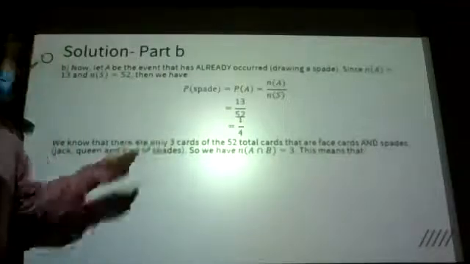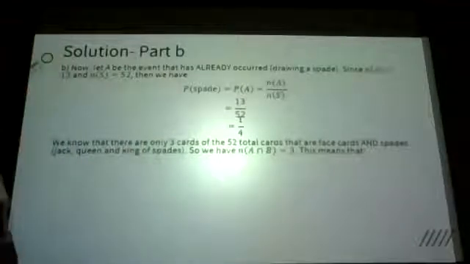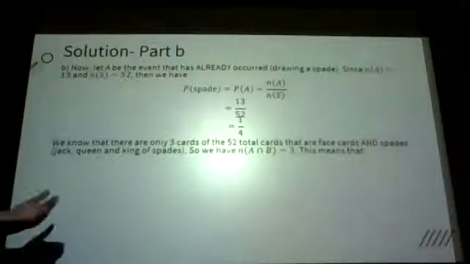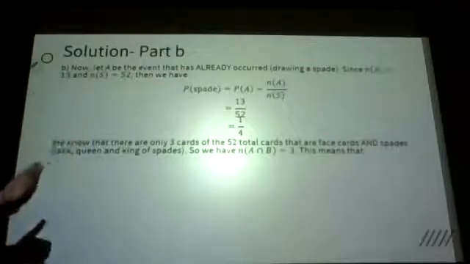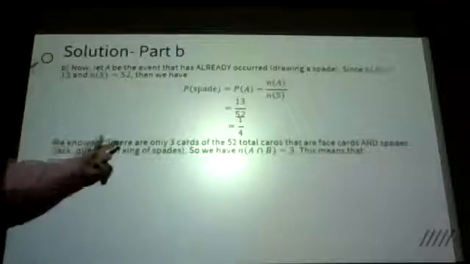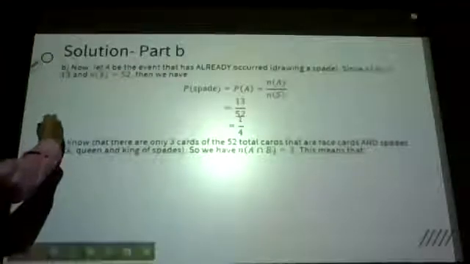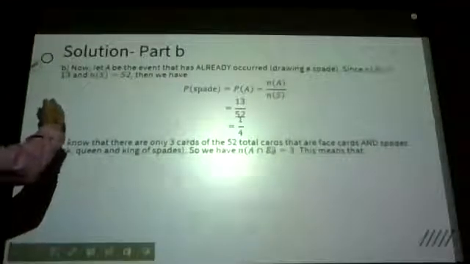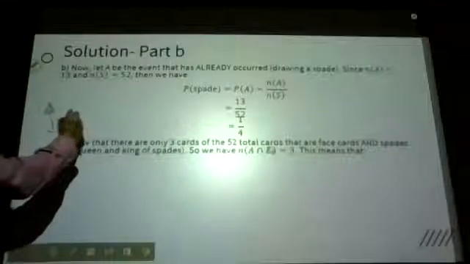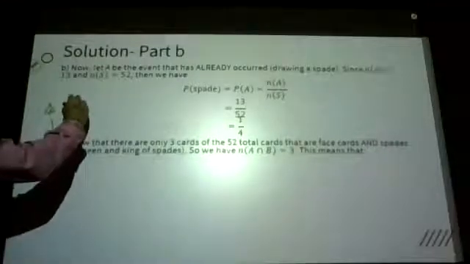So what we're going to do next is look at the cards that are face cards and spades. How many cards are face cards and also spades? Well, there's Jack, Queen, and King that are all spades. Does that kind of make sense? So we have the Jack that is a spade, and the queen.